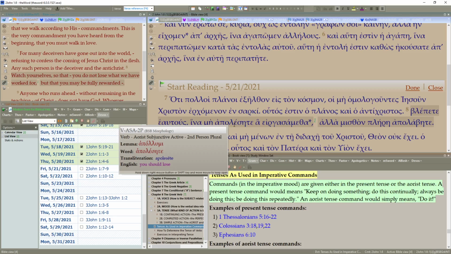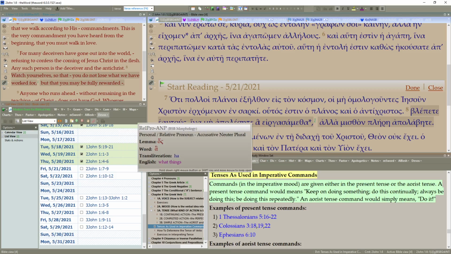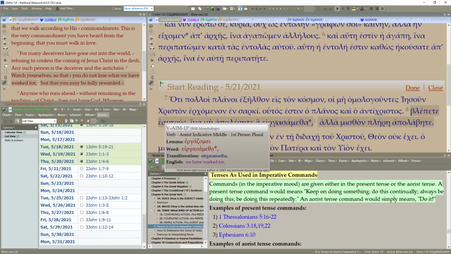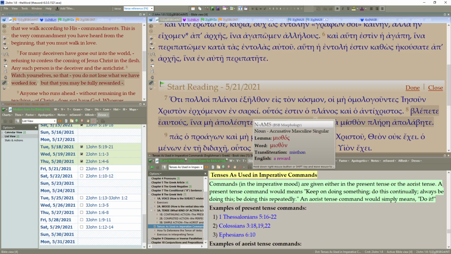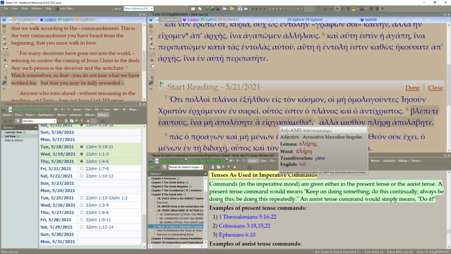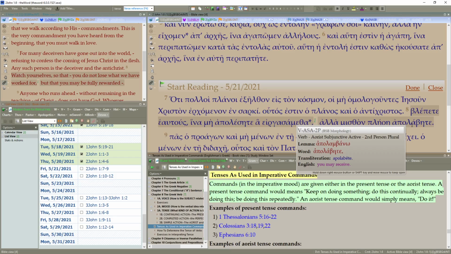Now, we didn't really get into the subjunctive and the tenses, but the focus there is the possibility. That which or what things we have worked for. So this is indicative. This is aorist. So it happens at some point. But a reward, full reward you may receive.